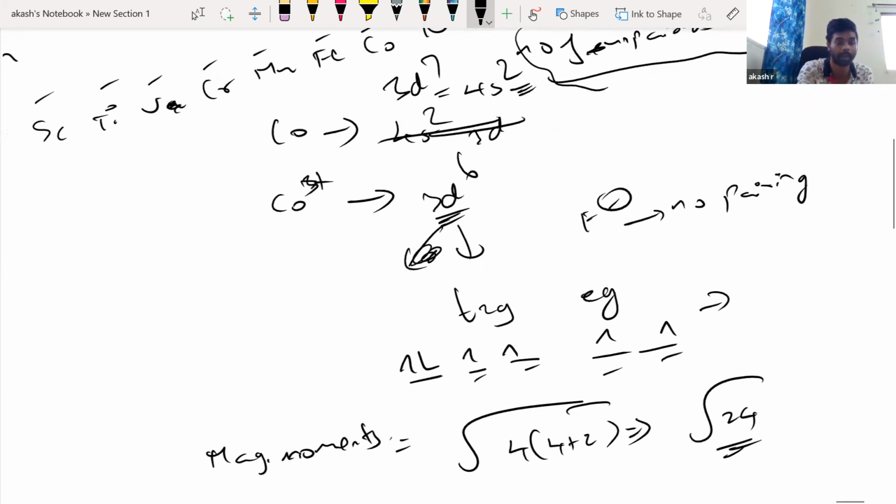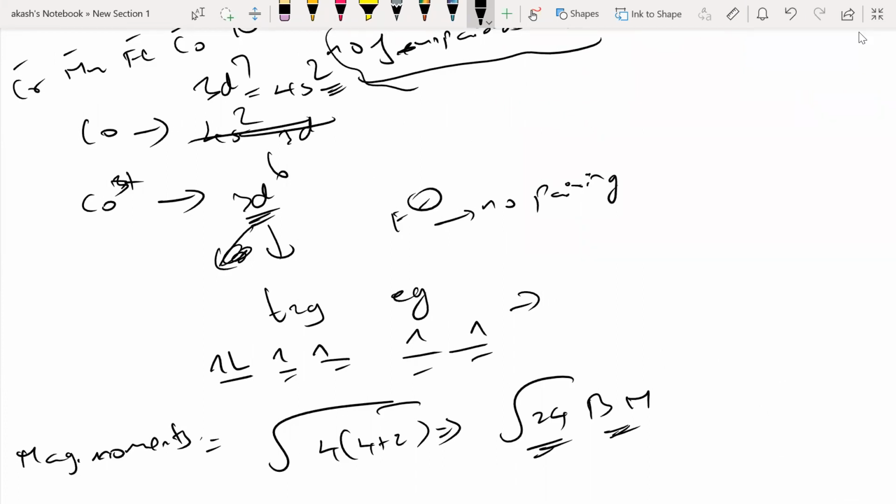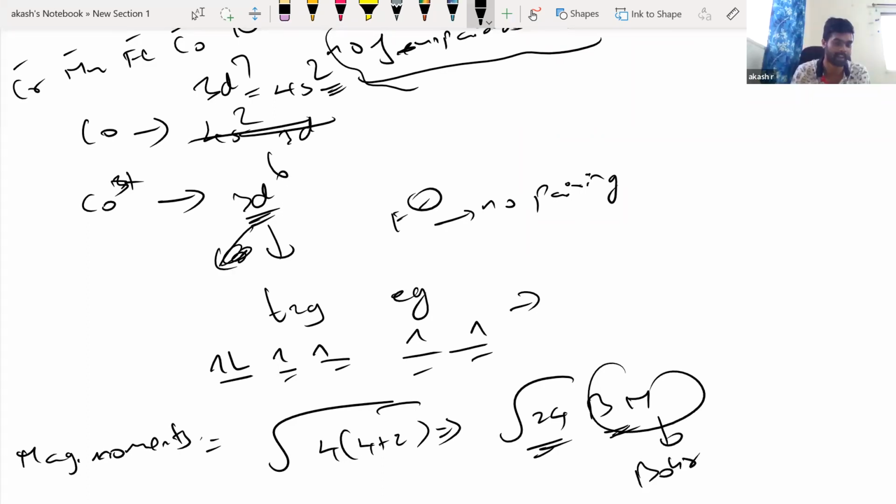And you have to write the unit. The unit is BM. What is BM? Can someone tell me what is BM? Bohr magneton, sir. Bohr magneton. That's the unit of magnetic moment.